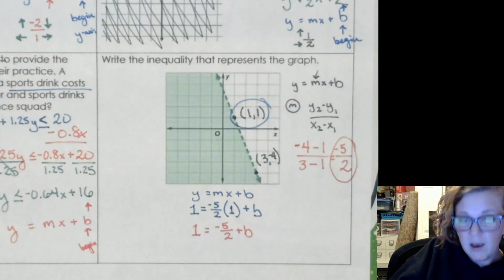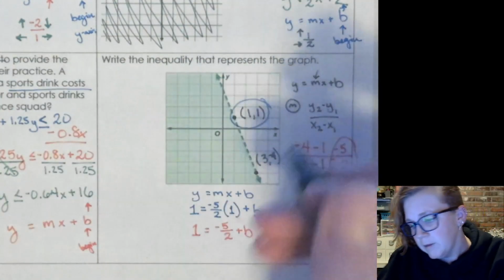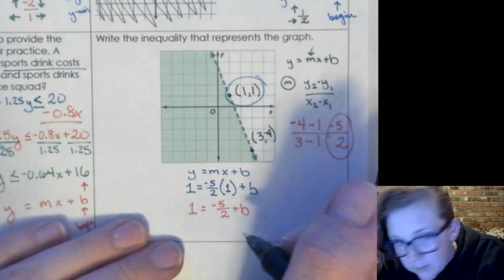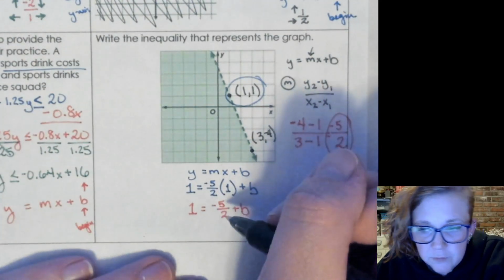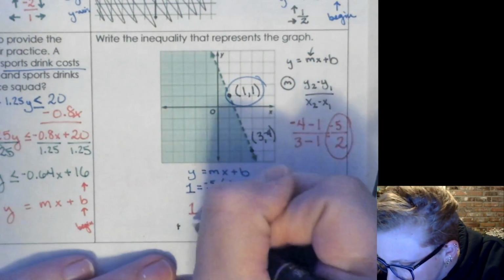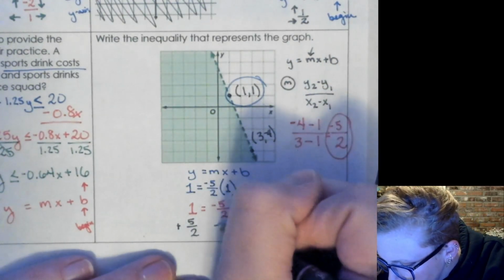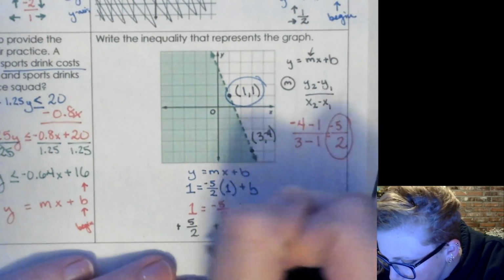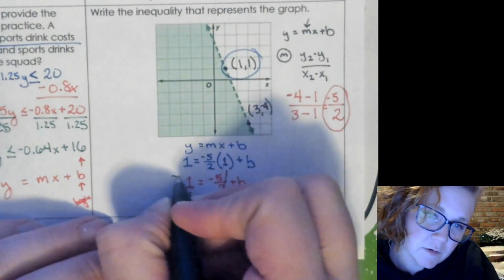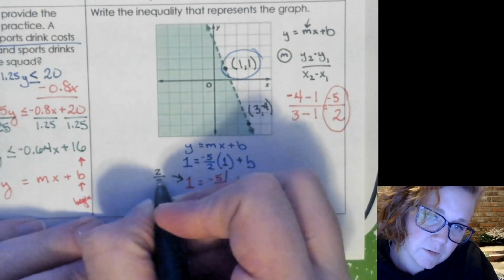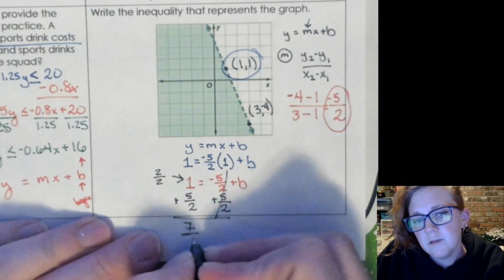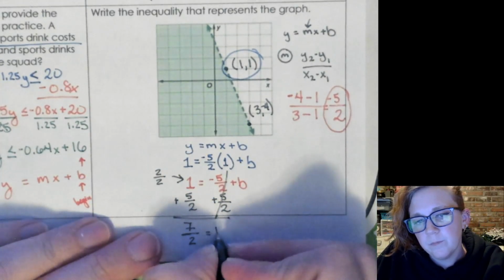All right, now you're going to do the opposite. If it says -5 over 2, we're going to move it over. So instead of subtracting or having a -5 over 2, now you're going to do positive, or adding, 5 over 2. Those cancel. In case you're not aware, 1 is the same as 2 over 2. So 2 over 2 plus 5 over 2 is 7 over 2. Woohoo! So that's your b value.